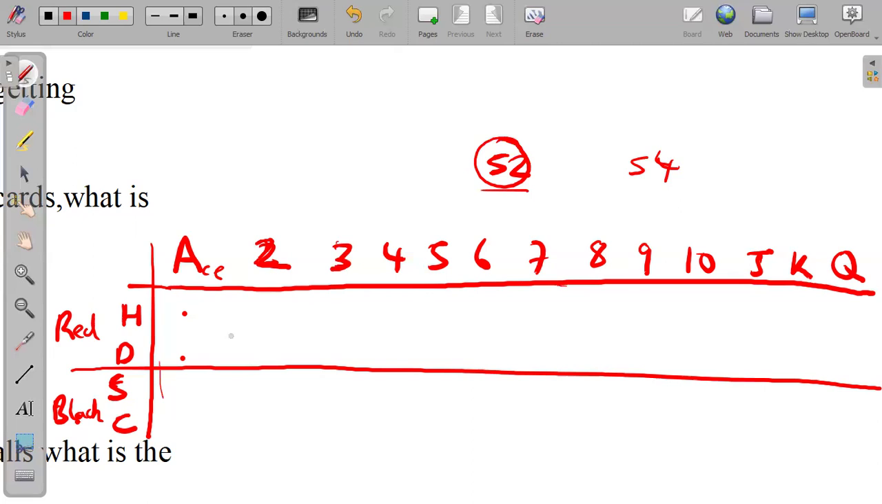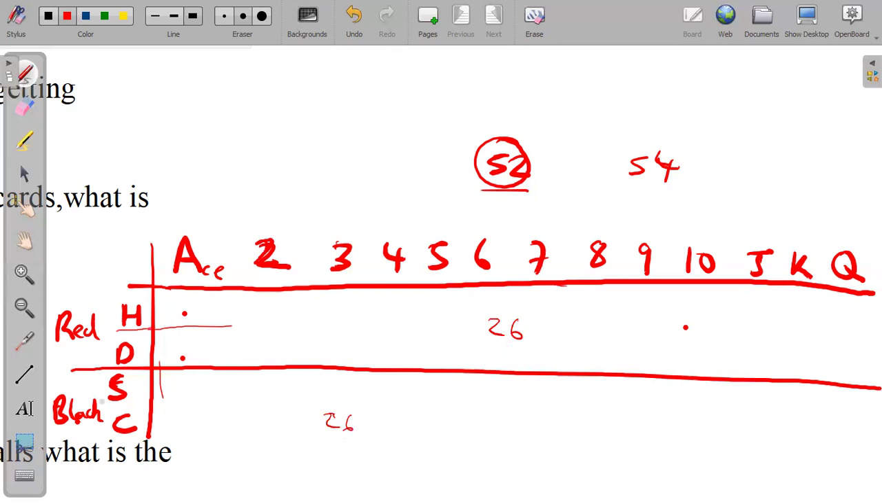Now, how many red cards do we have from this explanation? The red cards are hearts, 13 of them, and diamonds, 13 of them. 13 plus 13 makes 26 red cards. Black cards, 26 as well. So in rows, we have hearts: ace, 2, 3, 4, which means there are 13 hearts, 13 diamonds, 13 spades, 13 clubs. That's the order of the playing cards.